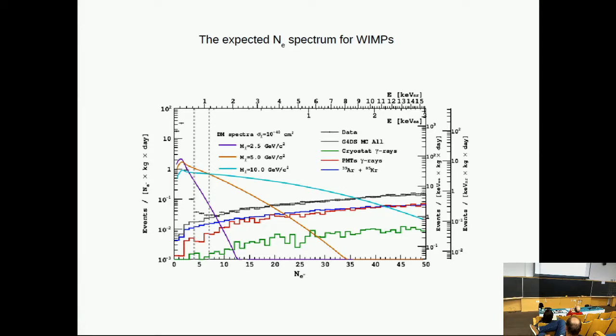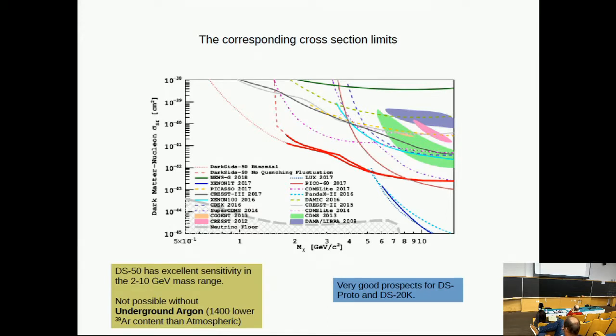Here is just the expected tonne-year spectrum for the WIMPs with the last 500 days of data, and also the prediction from the Monte Carlo. So you can see that for a 10^-40 square centimeter WIMP with masses between 2.5 GeV and 10 GeV, you can exclude easily. Then you have your corresponding cross-section limits, which are pretty good in the range of 2 to 8 GeV.